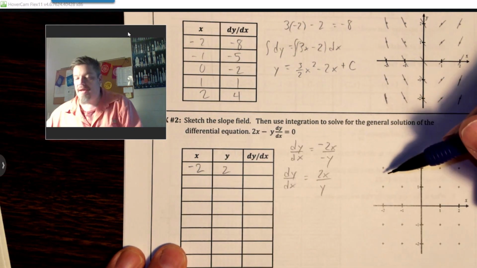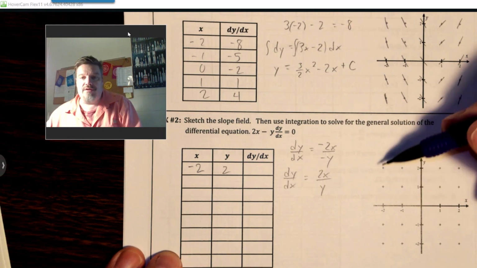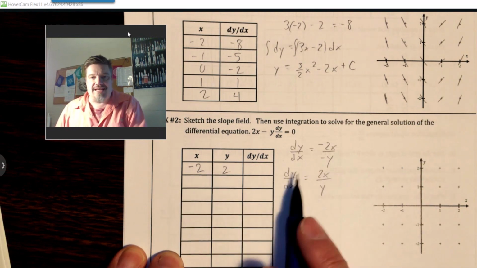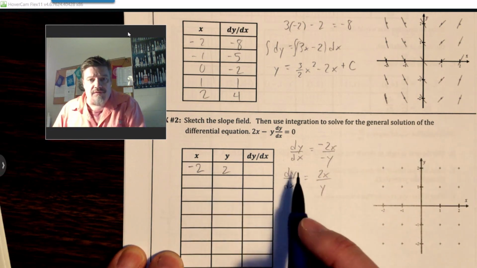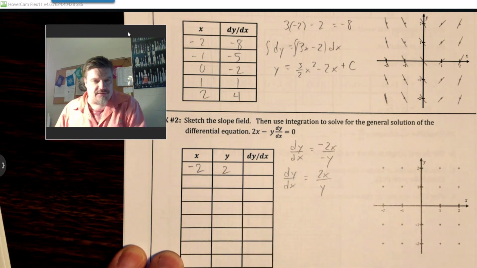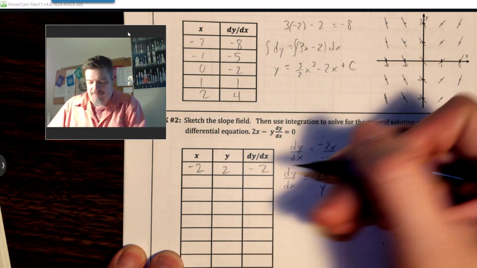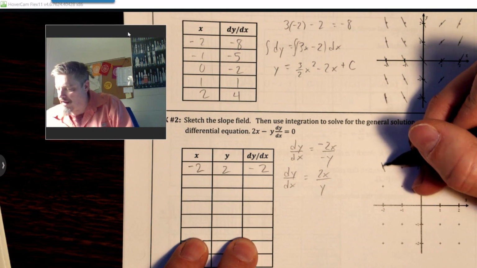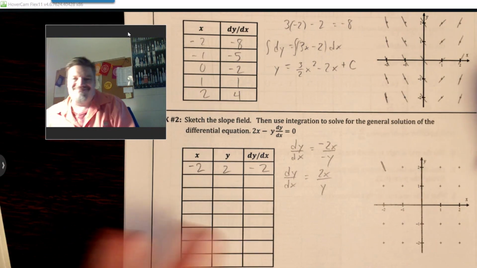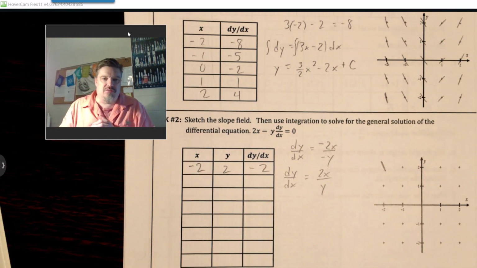So we're picking this dot right there, -2, 2. If I plug these guys into here, I'm going to get a number. It's going to be, let's see, -4 divided by +2 is -2. So -2 means that right here I have a slope of about -2. Okay, what about going down?